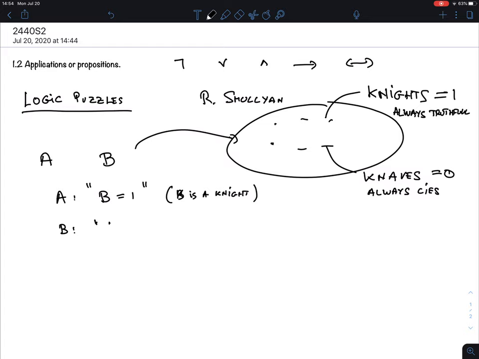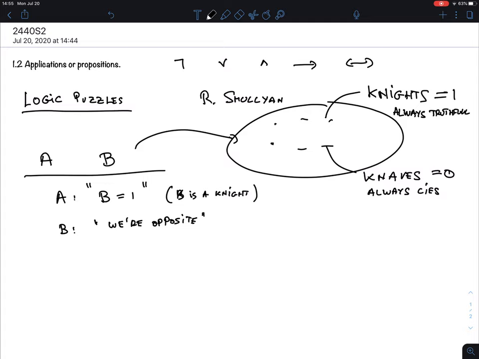So whatever one is, the other one is the opposite. Okay, you understand the notion of opposite. Now, how do we solve these puzzles? What you do is basically go over every possible case.